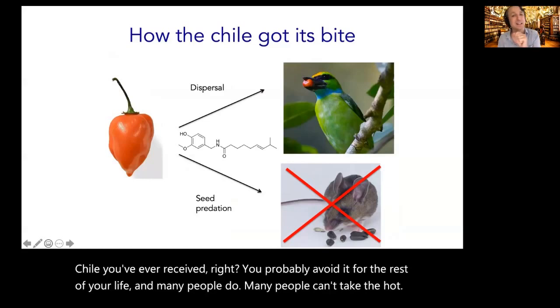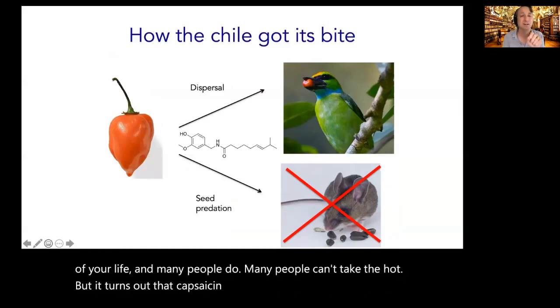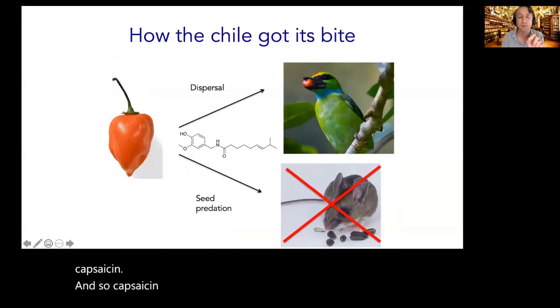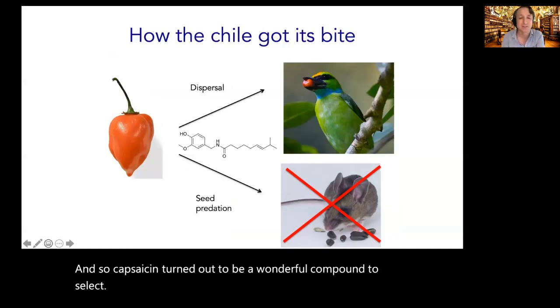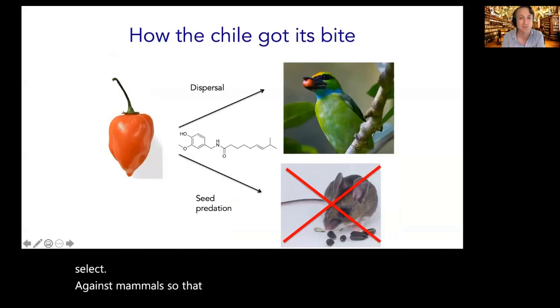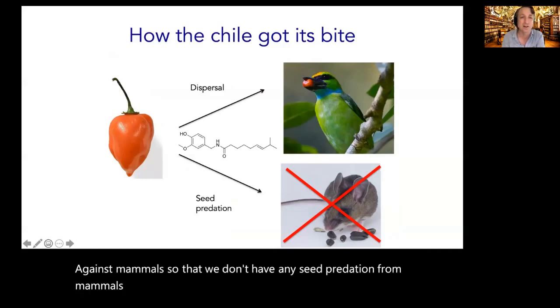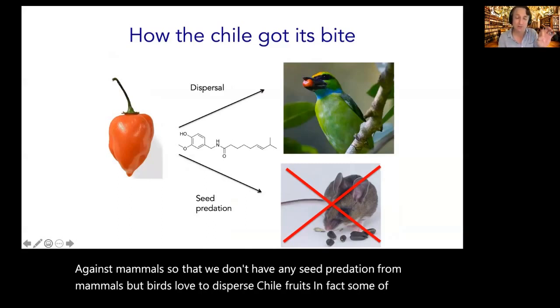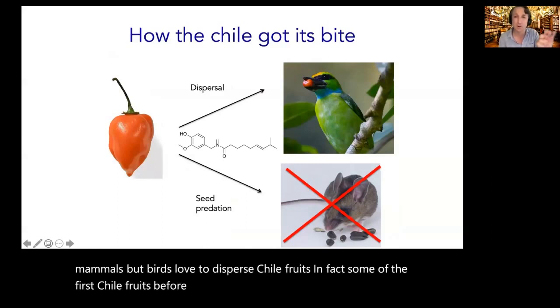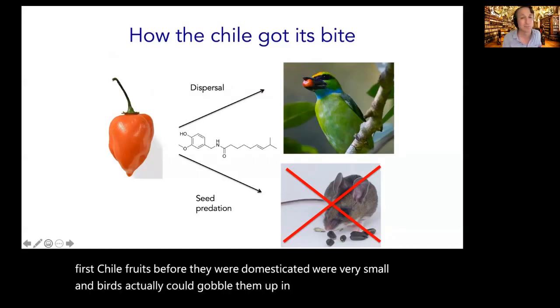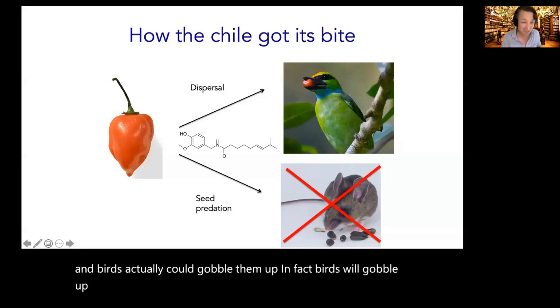But it turns out that capsaicin is really weird because birds love capsaicin. And so capsaicin turned out to be a wonderful compound to select against mammals so that we don't have any seed predation from mammals, but birds love to disperse chili fruits. In fact, the first chili fruits before they were domesticated were very small, and birds actually could gobble them up. In fact, birds will gobble up capsaicin like there's no tomorrow. It must taste good to them.